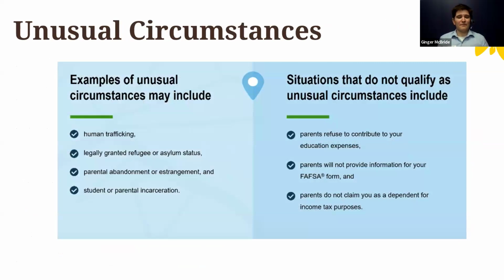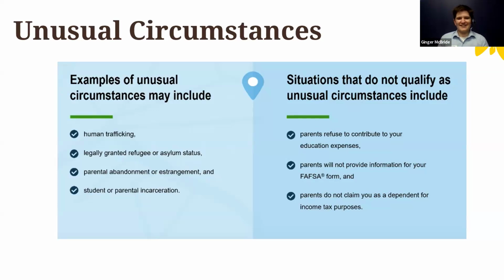Related to, but separate from, whether a student is experiencing homelessness or at risk of homelessness and self-supporting are what we call unusual circumstances. Those may include human trafficking, if they're legally granted refugee or asylum status, if they have experienced parental abandonment or estrangement, and student or parental incarceration. Situations that don't rise to the level of unusual circumstances for FAFSA filing purposes are if a parent is in the picture but just refuses to contribute their financial resources to your educational expenses, or refusing to provide information for the FAFSA itself.